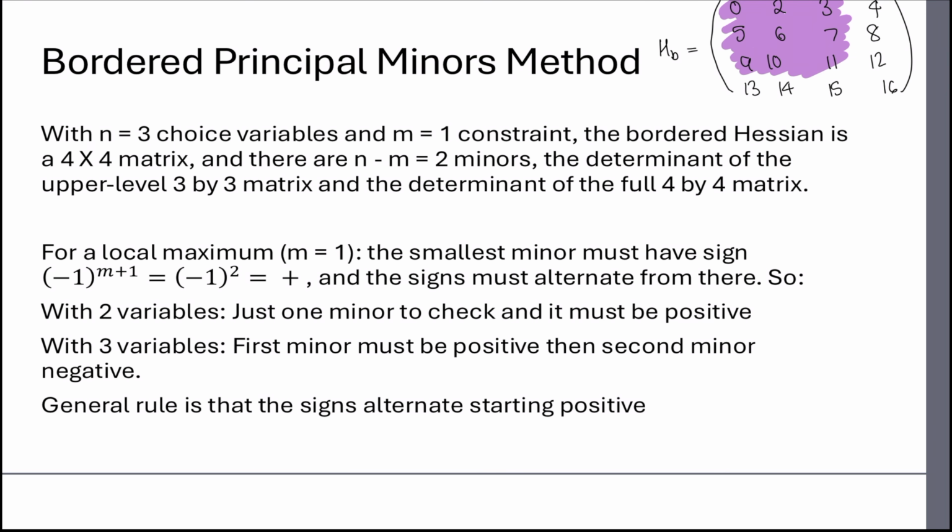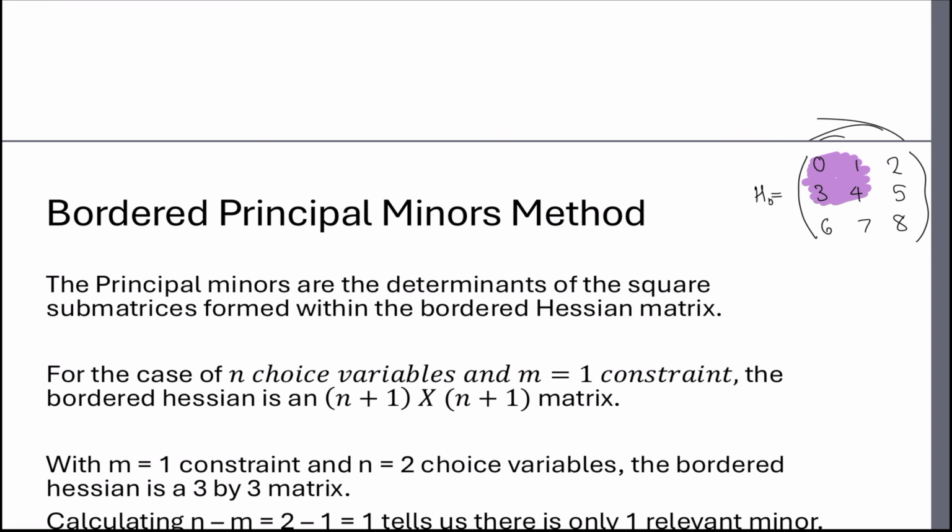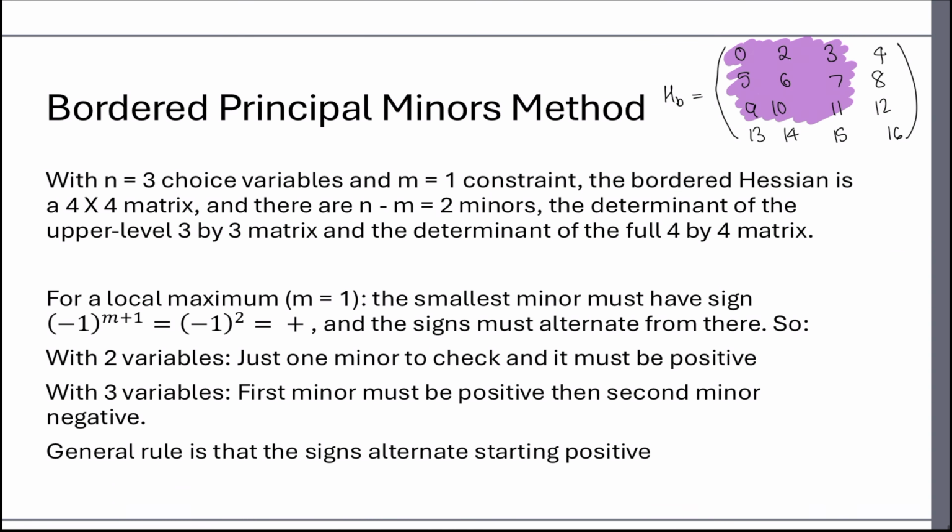So our smallest minor should be positive. With two variables and one constraint, there's just one minor to check, because over here we just had one minor, which happened to be the determinant of the whole matrix, and that one minor must be positive.